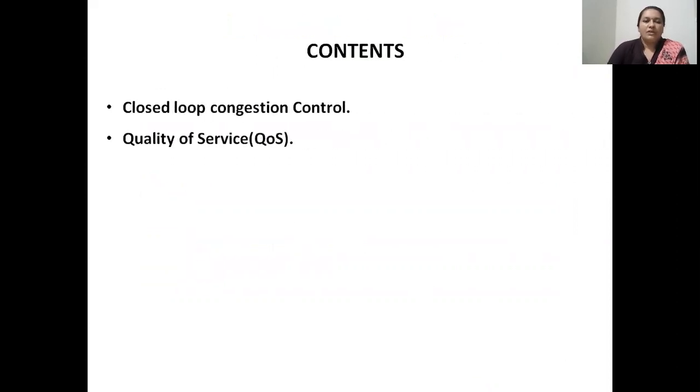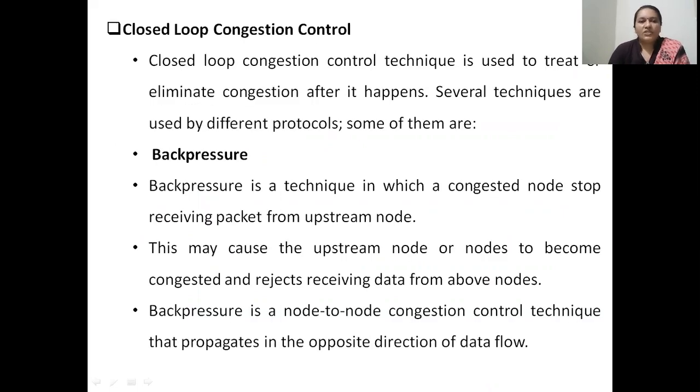In this video, I'll be teaching you the closed loop congestion control technique and also quality of services. In closed loop congestion control, the congestion will be eliminated only after it happens. So the closed loop technique will never try to prevent the happening of congestion before it happens. Once the congestion happens, the closed loop techniques are used to treat the congestion and get rid of congestion, which has happened currently. There are several techniques which are used for closed loop congestion control.